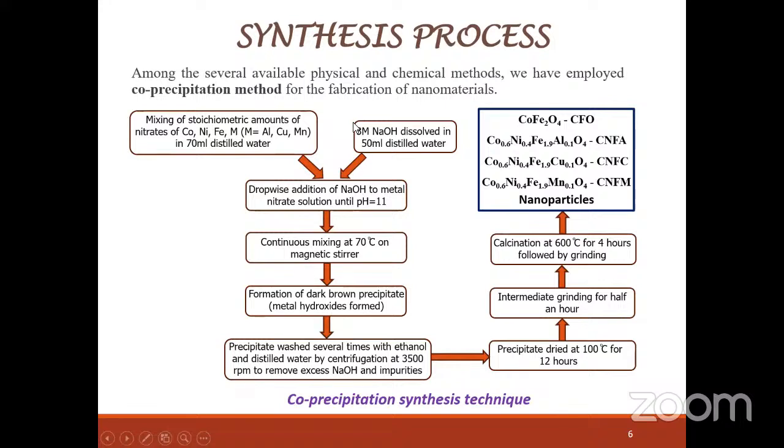So this was the basic introduction, and I have adopted the co-precipitation method for the fabrication of nanomaterials, because from this we can fabricate nanomaterials of desired morphology and size. We can optimize by using the amount of NaOH in the samples. First of all, we took the stoichiometric amounts of the nitrates and dissolved them in water using magnetic stirring. Then we added NaOH drop wise until the pH became 11. After the formation of precipitate, we washed them, and after drying at 100 degrees Celsius for 12 hours, we performed the calcination at 600 degrees Celsius for 4 hours. That gives the sample, and these are the codings for the samples that I've prepared.